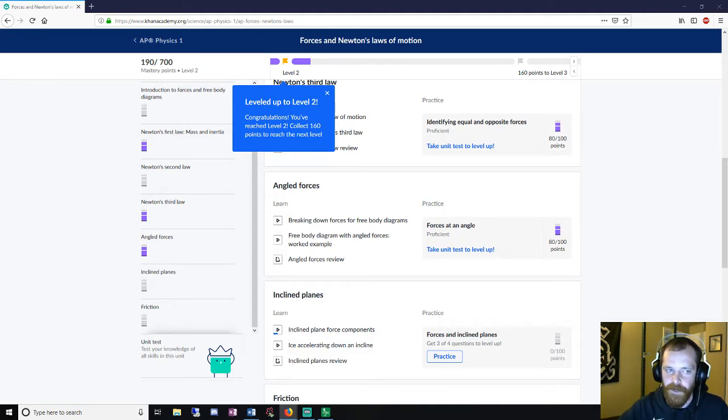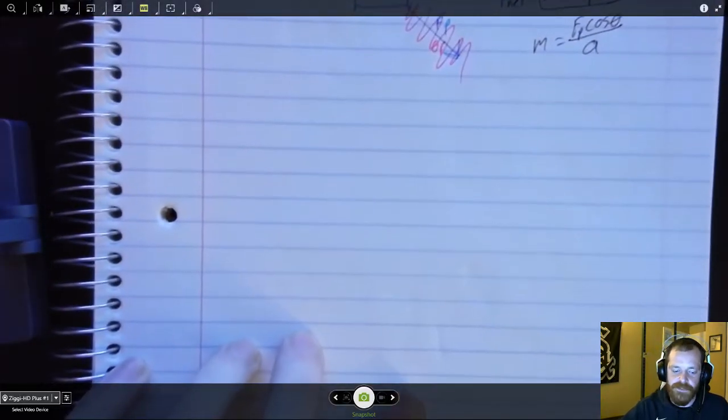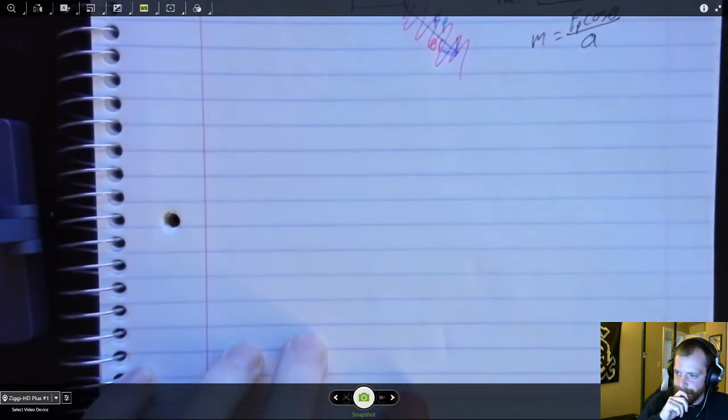All right, let's do one more. And we'll do another incline problem. This time the object's accelerating down the incline.